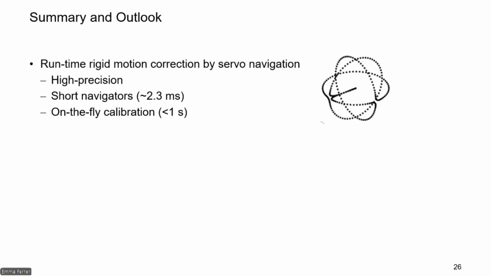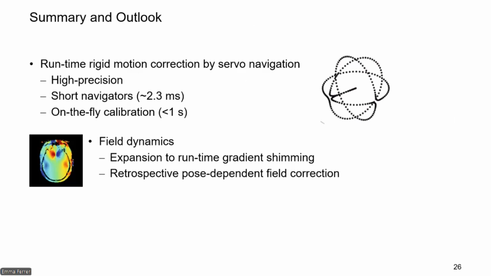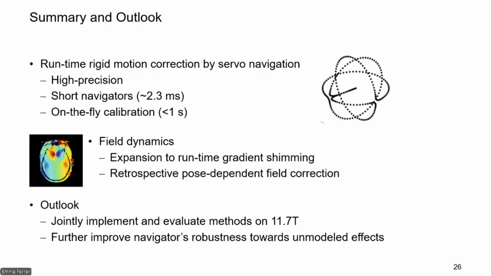And that brings me to wrap up. We've looked into the servo navigation approach with all its advantages, and we looked into the field dynamics, into an expansion to runtime gradient shimming and retrospective pose-dependent field estimations and corrections. And I'm very happy to move forward with this, seeing all these things like the magnet, the coils, the PTX, the motion correction coming together in Paris. And of course, we are working on improving the navigator and what it can provide.